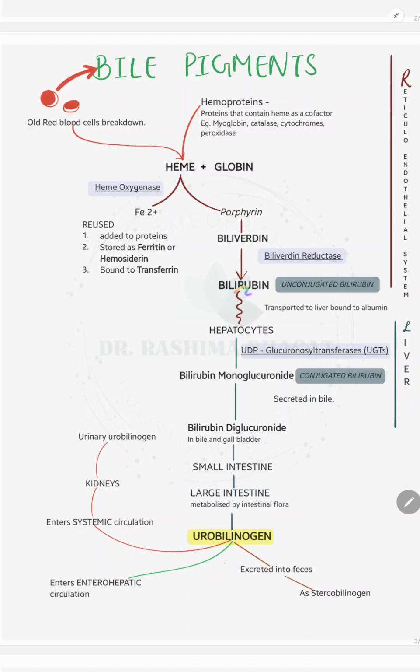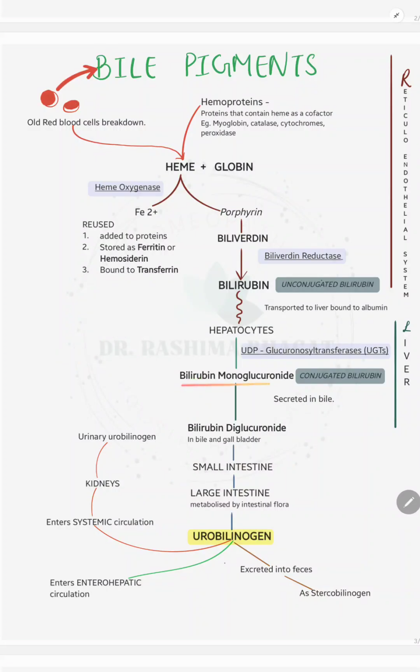So what the body does is it takes this bilirubin, binds it with albumin and transports it to liver cells, which are nothing but hepatocytes. Now once this unconjugated bilirubin has reached the hepatocytes, it is acted upon by an enzyme known as UGT, which is UDP glucuronyl transferase. Now this enzyme converts bilirubin into something which is much more soluble, which we will call conjugated bilirubin, by attaching glucuronic acid to bilirubin.